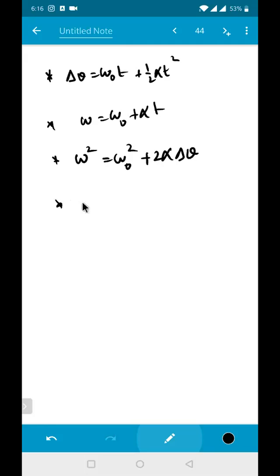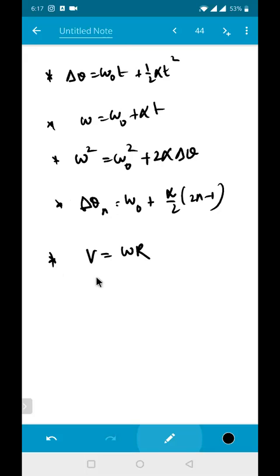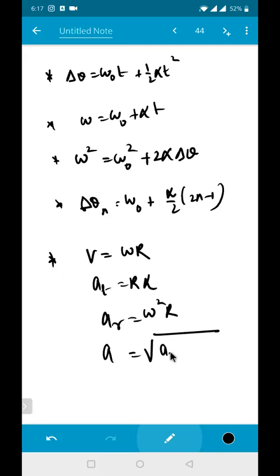And for the nth second, delta theta n is equal to omega naught plus alpha by 2 into 2n minus 1. Now, what are some other formulas in the circular motion? Linear velocity V is equal to R into omega. Tangential acceleration A tangential is equal to R into alpha. Radial acceleration is omega square into R. Total acceleration A is equal to the square root of A radial square plus A tangential square. A tangential is also written as dV by dt.